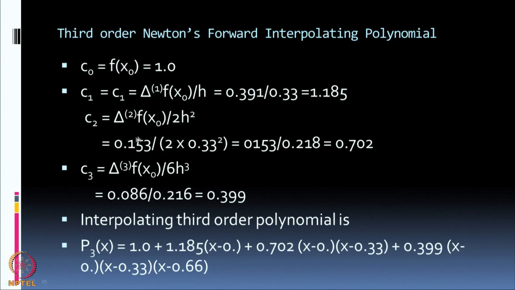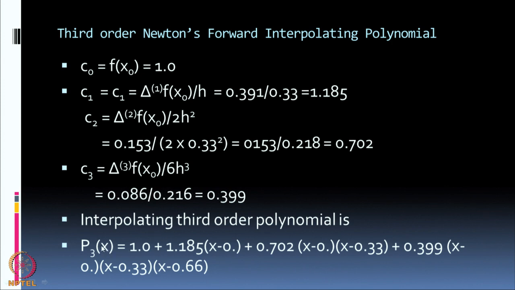C2 was my second order difference divided by 2 times h squared. Now, this h is the difference between adjacent points. Okay. So, 0.702 is my second coefficient. Now, third coefficient is the third order difference at x0 divided by 6h cubed. So, 0.086 divided by 0.216, that is 0.399. So, I have the 3 values of my coefficients, and how do I get my polynomial now?